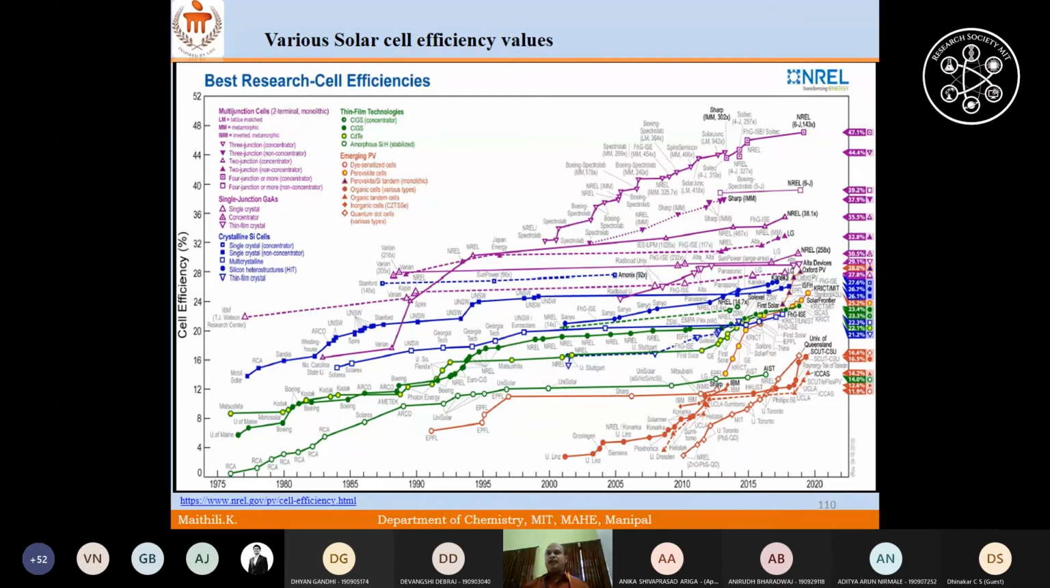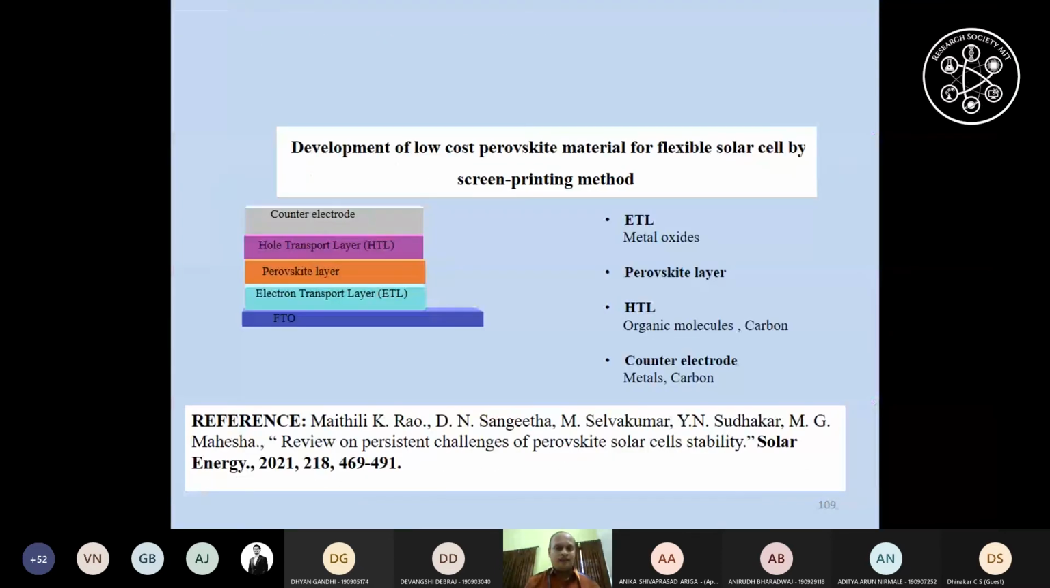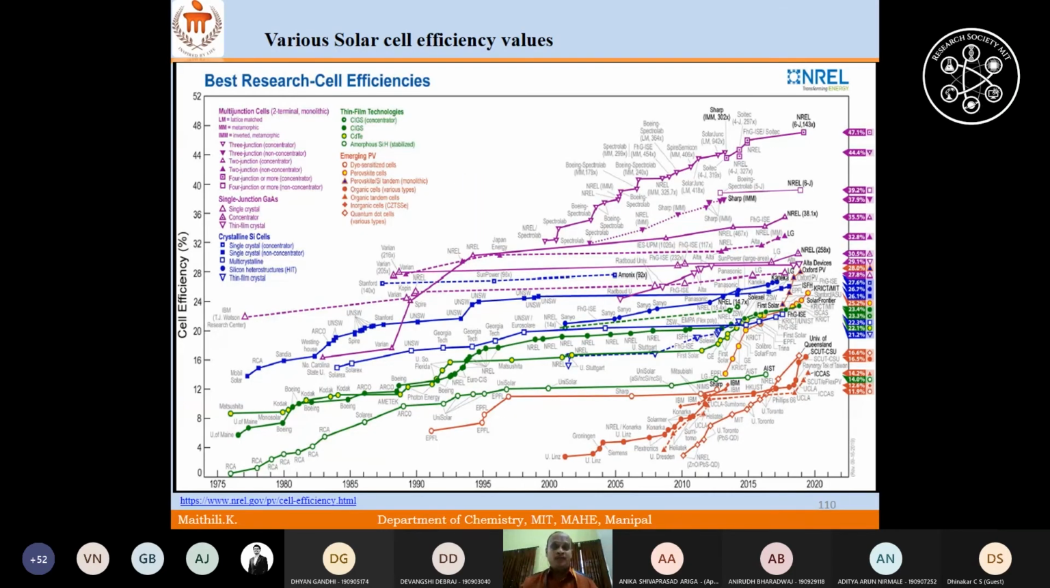So that's why now the trend is you have to do a tandem solar cell. That is, below, you fabricate the perovskite. Above that, you can take another thin film, either silicon or cadmium telluride. If you do that, the efficiency comes to 48% in a tandem solar cell. So that work I am doing now with the physics department. Of course, one more student is working on the perovskite solar cell. Okay.